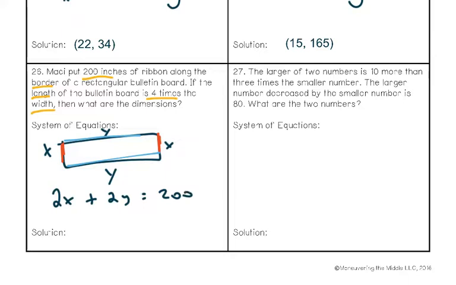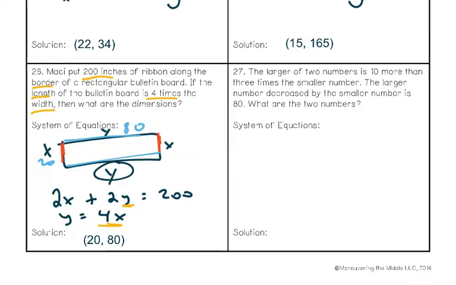The second one's about the relationship between sides. We know that the length of the bulletin board, which is y, is 4 times the width, so y equals 4x. Since I've got y set equal to 4x, I'm going to put 4x in for the y in the first equation and then solve. When I do that, I got a solution of (20, 80), which means that 20 is the width and 80 is the length. So this measurement is 20, this one is 80. You should always plug those in to check.